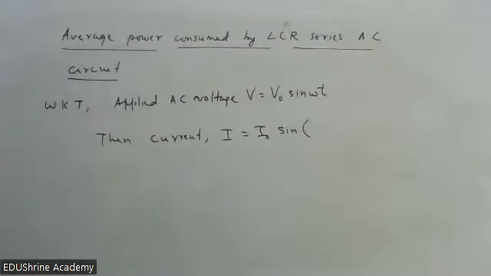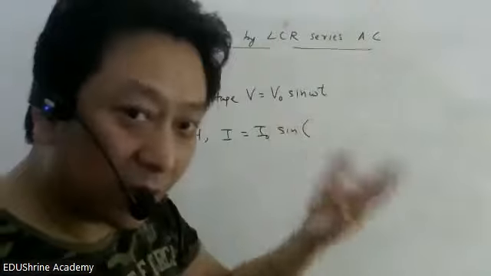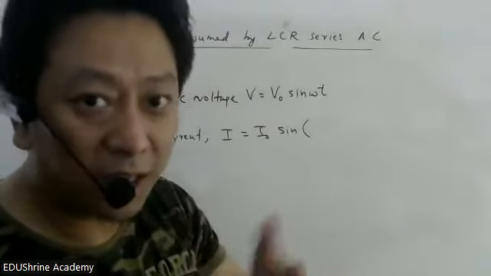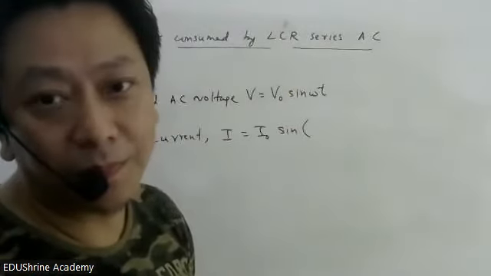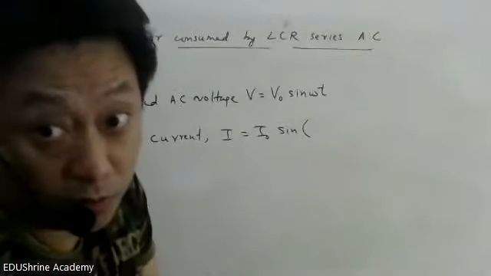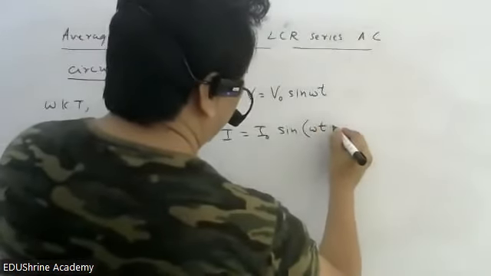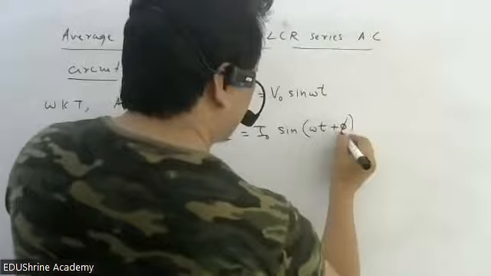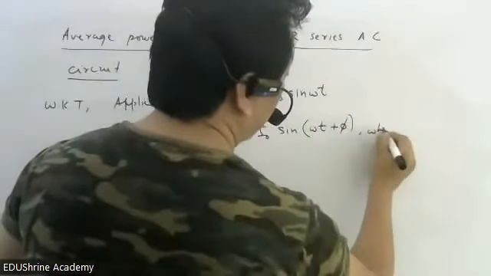Now tell me students, what do you think? Should it be omega t only, or omega t plus 90, or omega t minus 90, or omega t minus any angle? Because it's an LCR circuit, remember. Omega t minus any angle, or it could be plus also. Since I don't know right now, I will write omega t plus phi.